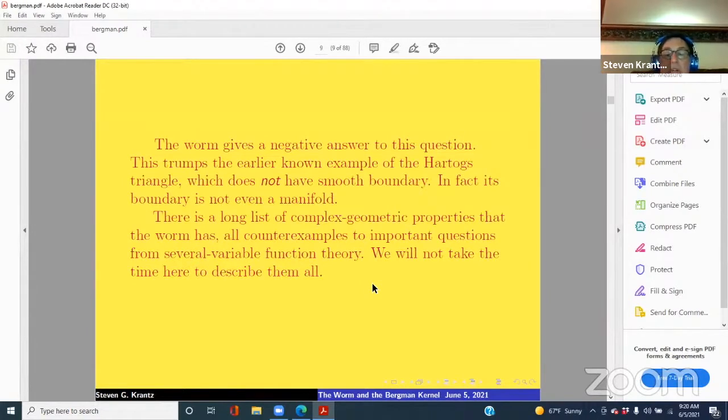And this trumps the earlier known example, which is quite old, of the Hartogs triangle, which also does not have a Stein neighborhood basis, but the Hartogs triangle does not have smooth boundary. In fact, its boundary is not even a manifold. There's a long list of complex geometric properties that the worm has, all counterexamples to important questions from several variable function theory, but I won't take the time right now to go into all those because they're not relevant to what I want to talk about today.